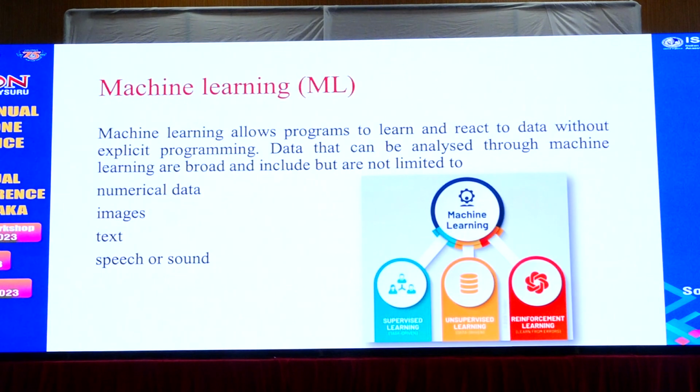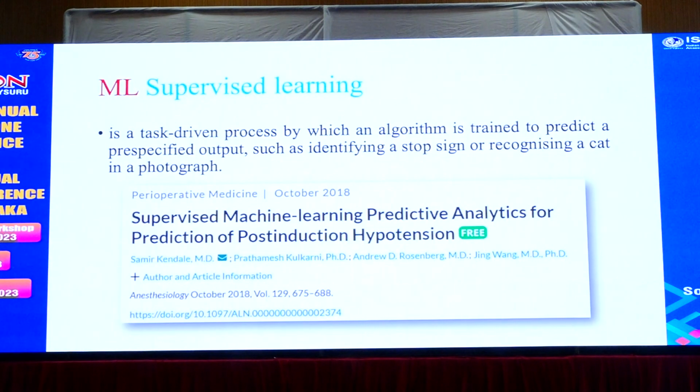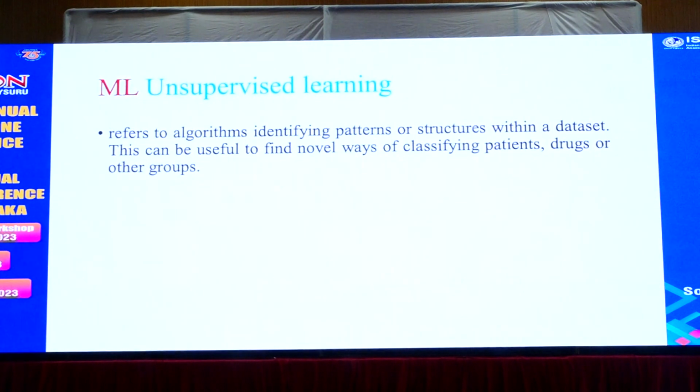Machine learning is once again divided into three subsets: supervised learning, unsupervised learning, and reinforcement learning. Supervised learning is a task-driven process by which a flowchart is trained to predict some pre-specified output, such as identifying a stop sign or identifying an animal in a picture. How we can utilize this is, if you give a picture of a man, the machine can predict the difficult airway. That's how it is applied in anesthesiology. Then, this is a particular article which describes the output of machine learning.